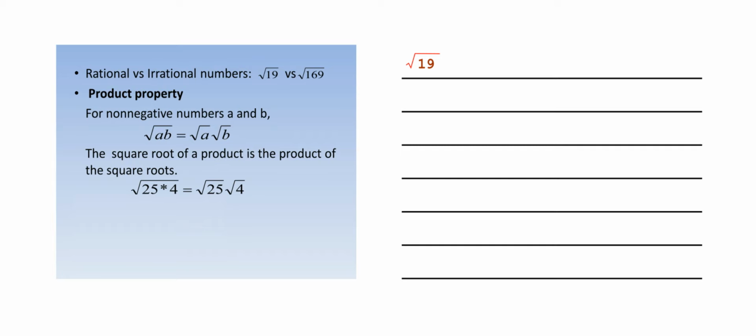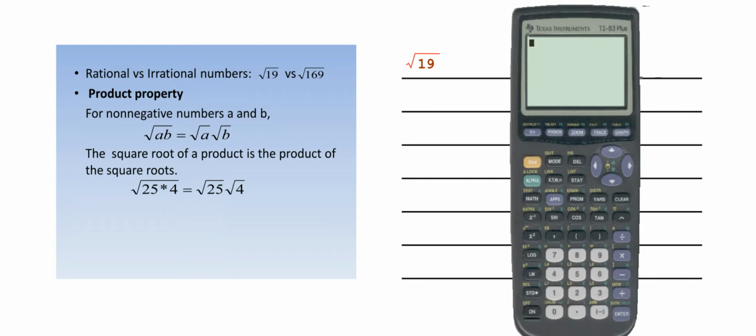Well, we can try to guess, right? 3 times 3 gives us 9. 4 times 4 is 16. That's under 19. Okay. 5 times 5, 25. That's over 19. We may need to use our calculator for reference on that one.